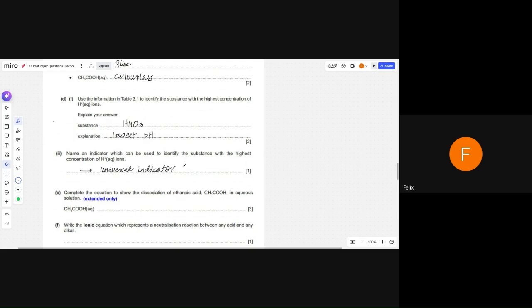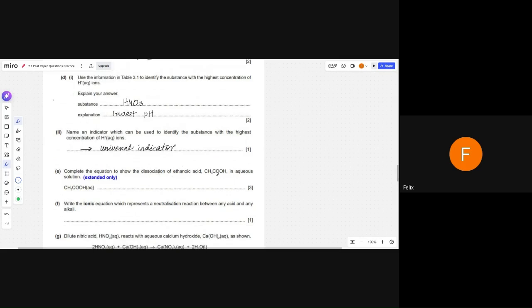Complete the equation to show the dissociation of ethanoic acid in aqueous solution. Remember that for weak acids, we use a reversible reaction sign, which is this. You draw this arrow, and then you write CH3COO negative, because this is the hydrogen that it dissociates. It breaks apart, and you write it separately, H plus. And that is called the ethanoate ion.